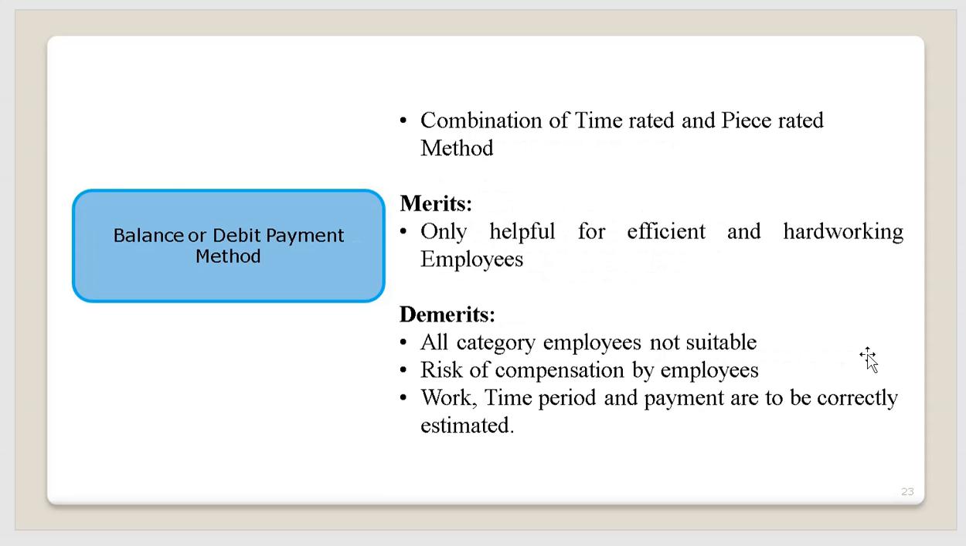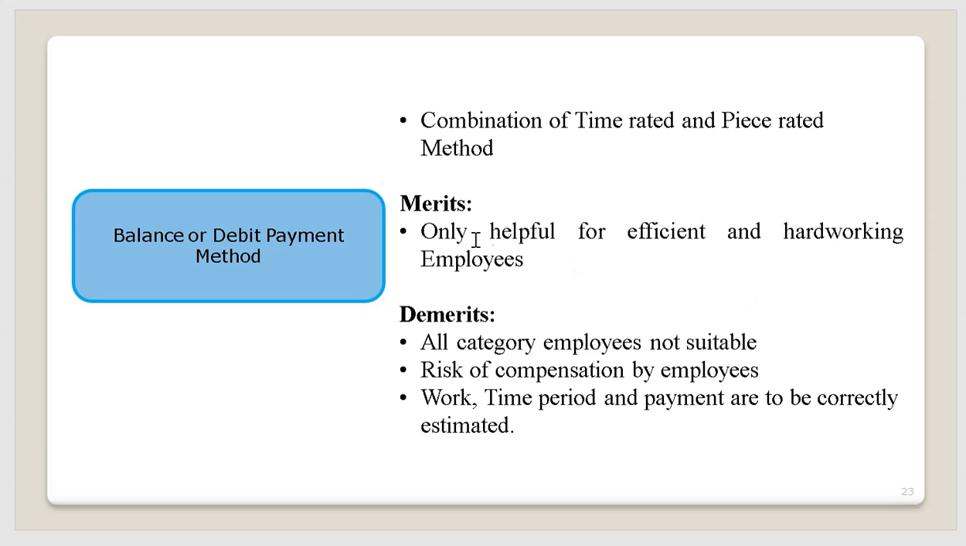When it comes to the balanced or debt payment system, this is a combination of both time rated and piece rated. Here we have both the drawbacks and merits for both employers and employees. They make a payment agreement for a specific time and a specific part of the output or work to be done. If the employees fail to provide that output in the specific time mentioned in an agreement, or some kind of oral agreement, may not always be a written agreement, they need to pay compensation to the employers. So employers will save money in terms of compensation if the employees fail to produce the work.